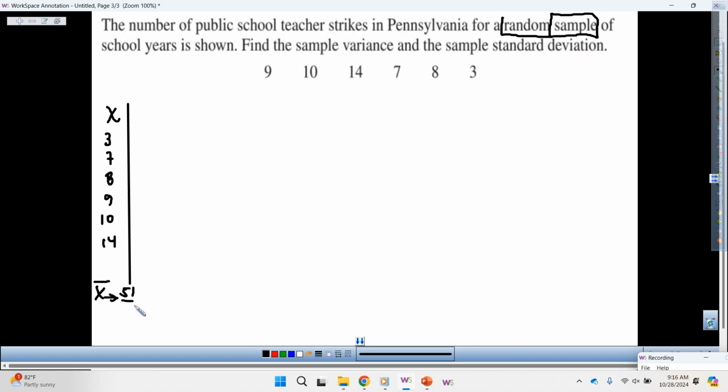Is it 51 over 6? Yeah? Therefore, the mean. Bree, what'd you get? 8.5. Thank you. Next, what do we label the next column? The data minus what? Mean, x bar. That is correct. So we've got 3 minus 8.5, 7 minus 8.5, 8 minus 8.5, 9 minus 9.5, 10 minus 9.5, and 14 minus 9.5.